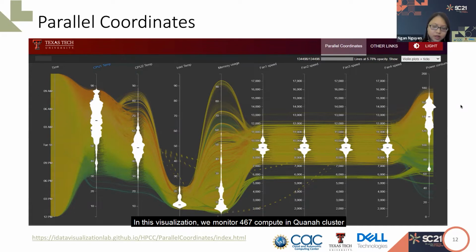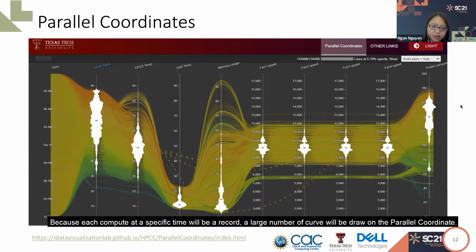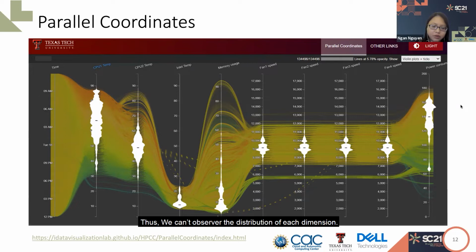In this visualization, we monitor 467 computes in the Quanta cluster. Because each compute at a specific time is a record, a large number of curves will be drawn on the parallel coordinate. Thus, we cannot observe the distribution of each dimension. Therefore, we draw a violin chart on each axis.